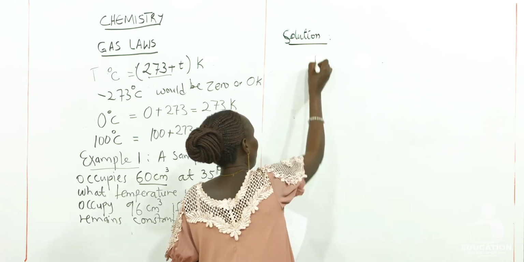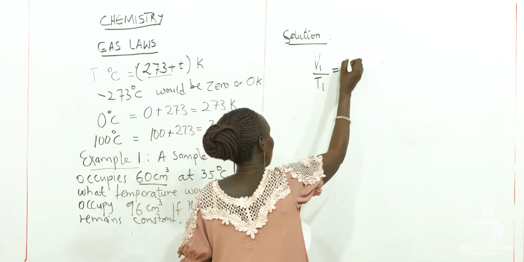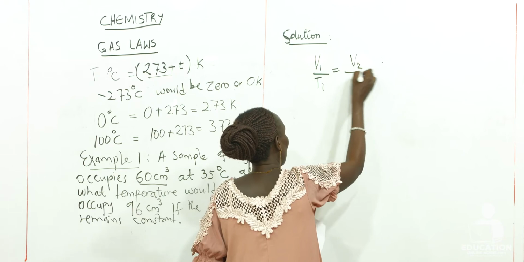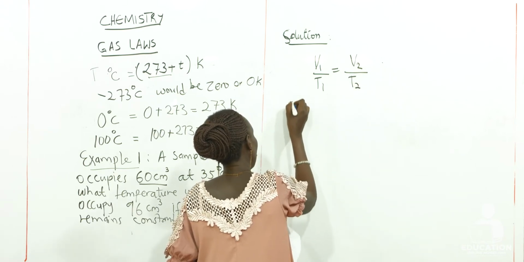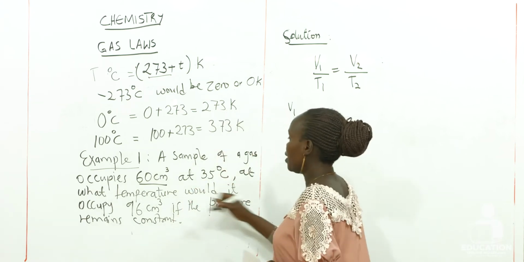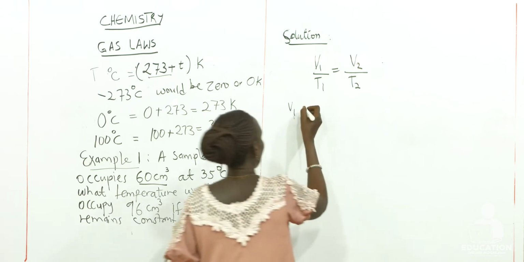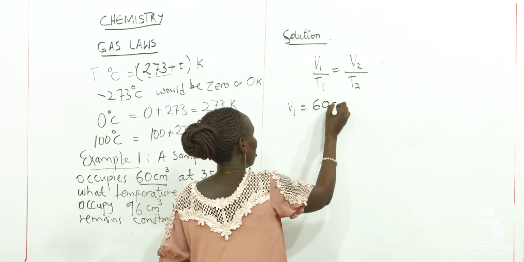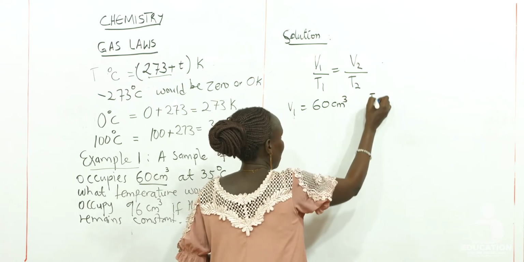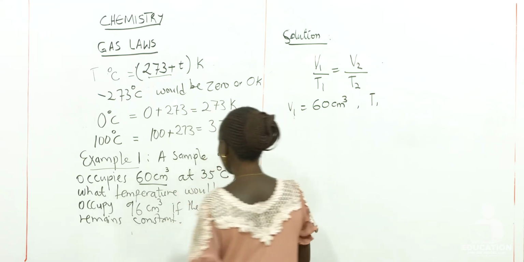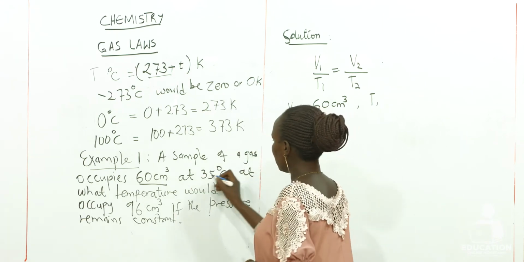So our usual formula is volume 1 over temperature 1 equals volume 2 over temperature 2. Given is V1, which is volume 1, is 60 centimeter cube. Temperature 1 is 35 degrees centigrade. Remember that this is in centigrade.